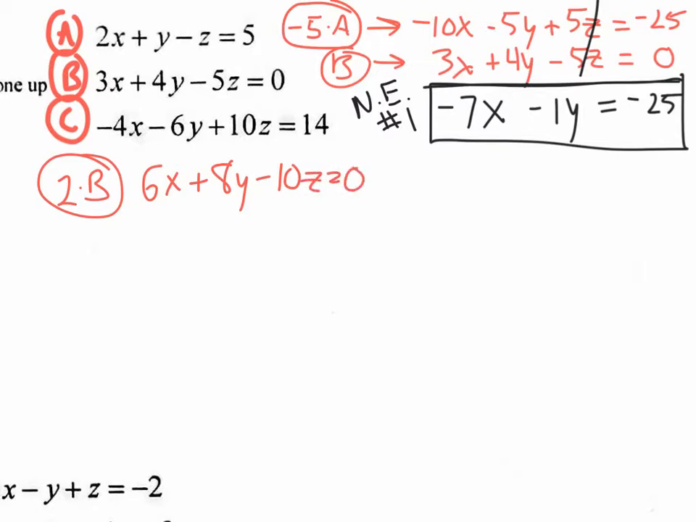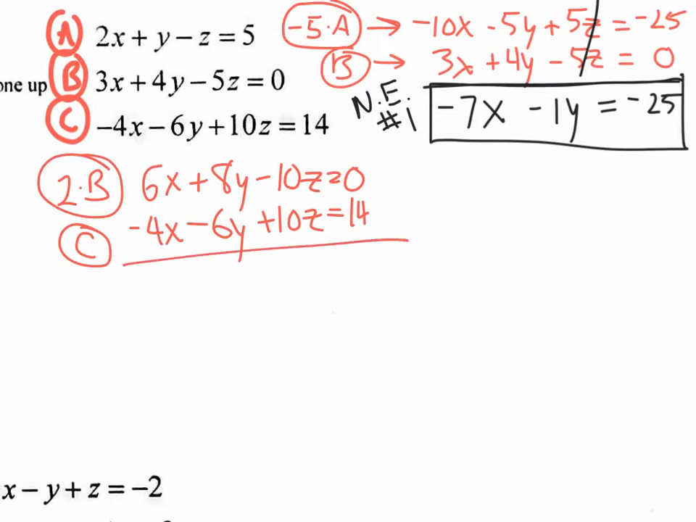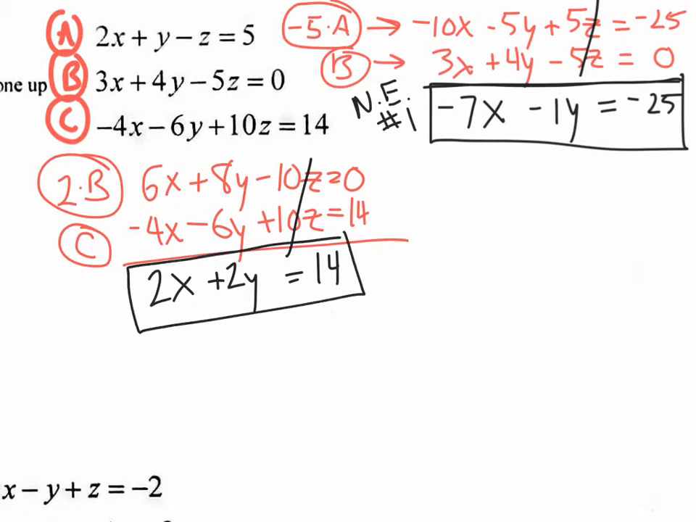And the one we have not used is what's really important that we use, which is C. Let me write that down. The C equation is negative 4x, we're not going to change anything, minus 6y plus 10z equals 14. And now, ladies and gentlemen, we're able to combine the equations: 6 minus 4 is 2x, 8 minus 6 is positive 2y, the 10z and the negative 10z cancel out, and we have equal to 14 because 0 plus 14 is 14. That was step 2, and we're going to call this new equation 2.